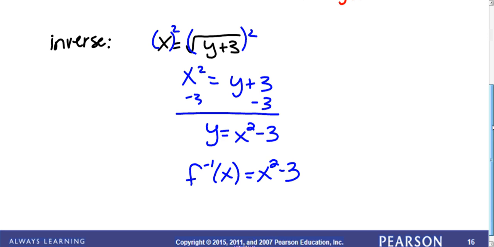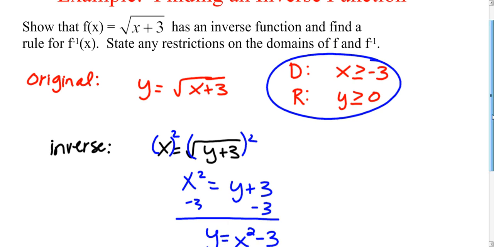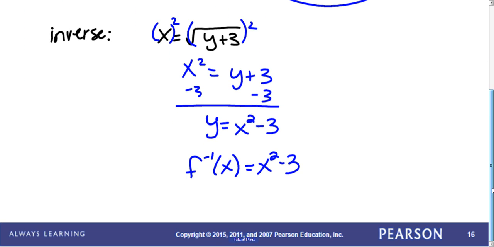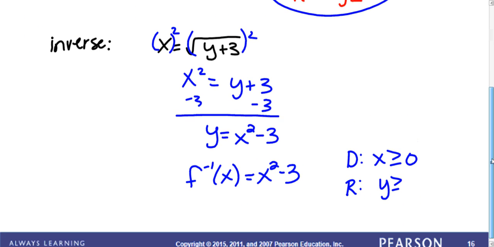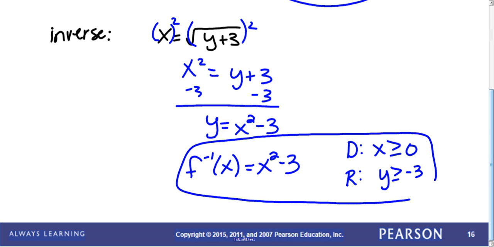Okay, again, when you find the inverse, you switch the x and the y. Your domain and your range need to switch right along with it. So what was your domain becomes your range, and vice versa. Okay, so now your domain will be x is greater than or equal to 0, and your range will be y is greater than or equal to negative 3. Okay, and that's that lesson.